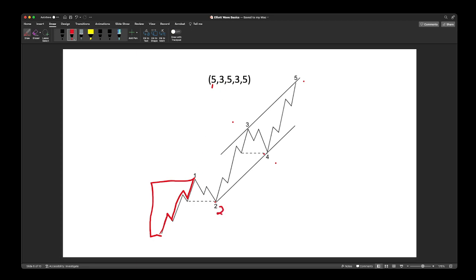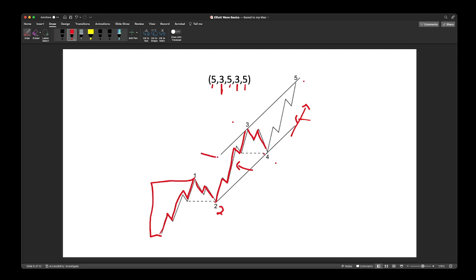Number 2 will always be made out of 3 waves, A, B, C. Number 3 will be made up of 1, 2, 3, 4, 5. Number 4, A, B, C, will be made up of 3. And your final wave 5 should be made up of another 5-wave movement with the trend, all contained within parallel lines, following the 3 rules that I mentioned earlier.